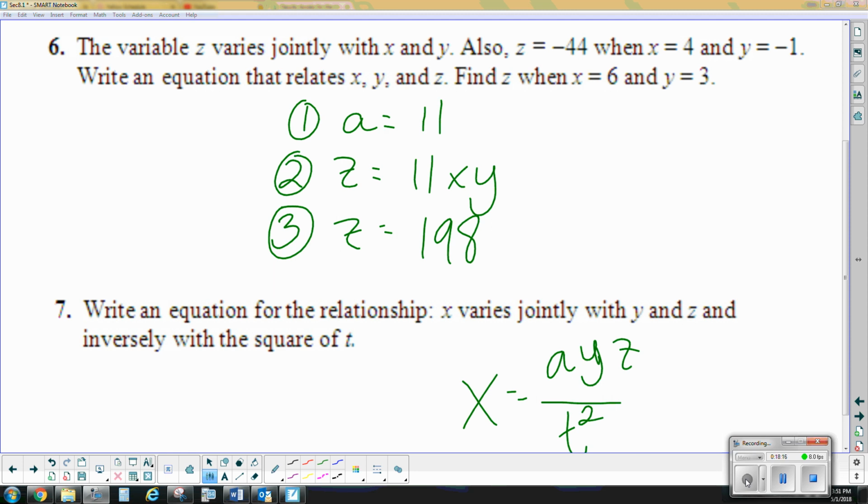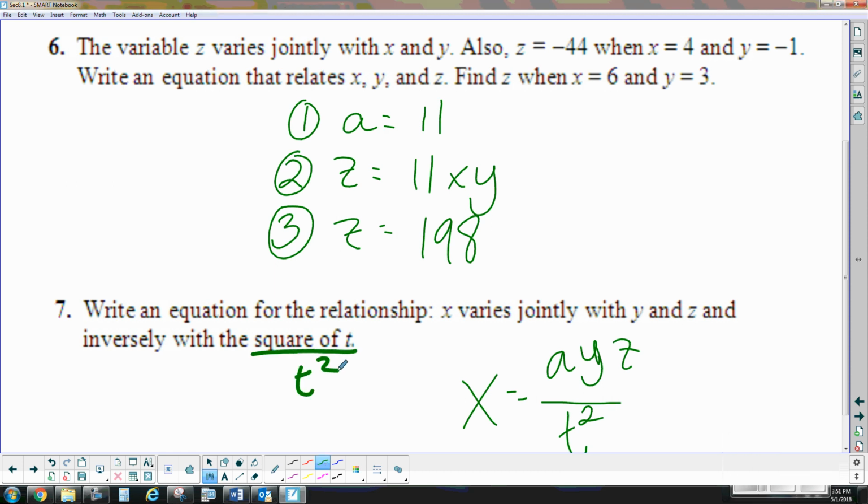And then for the second example, write an equation for the relationship x varies jointly with y and z, and inversely with the square of t. So inversely means division, jointly means multiplication. So it's a times y and z divided by t squared.